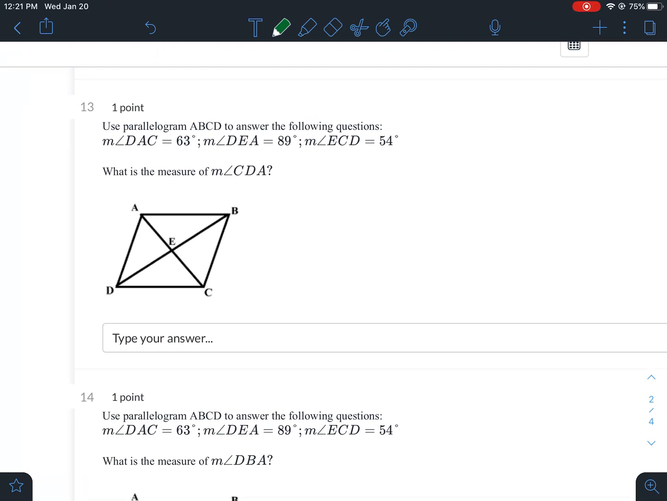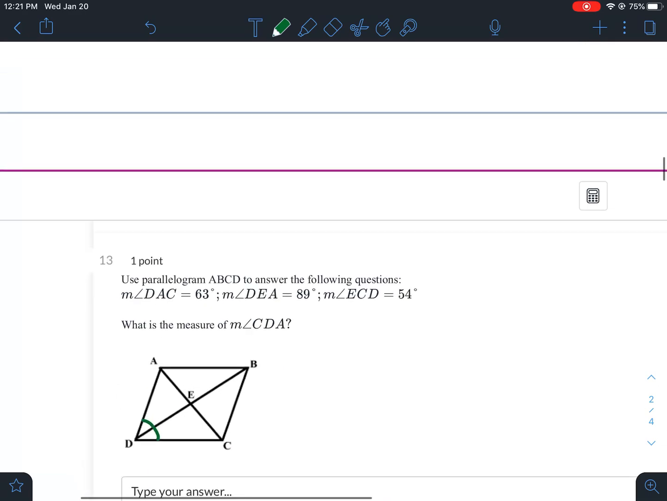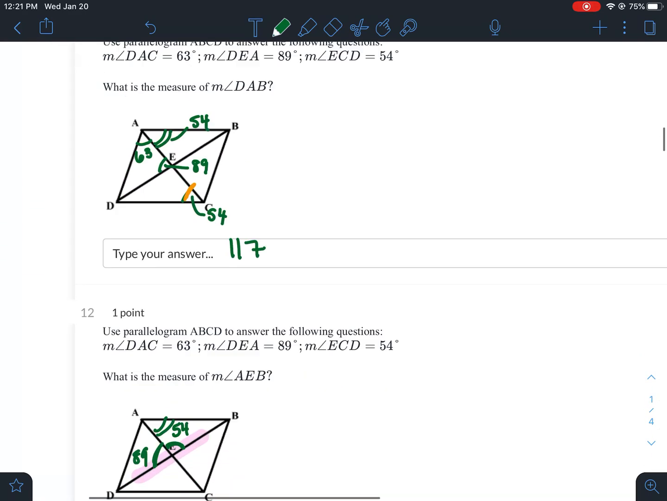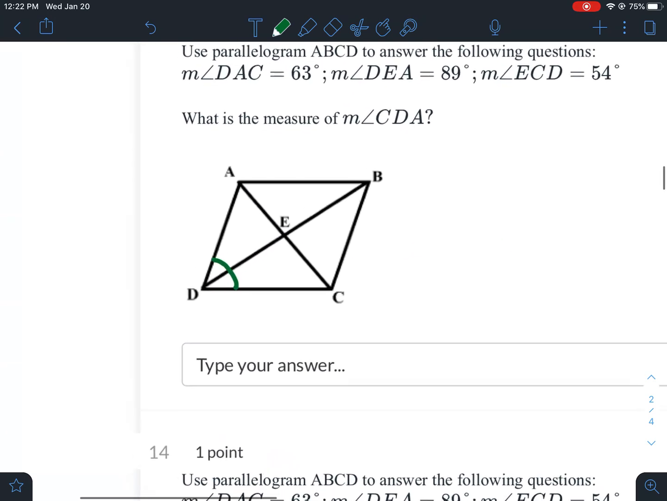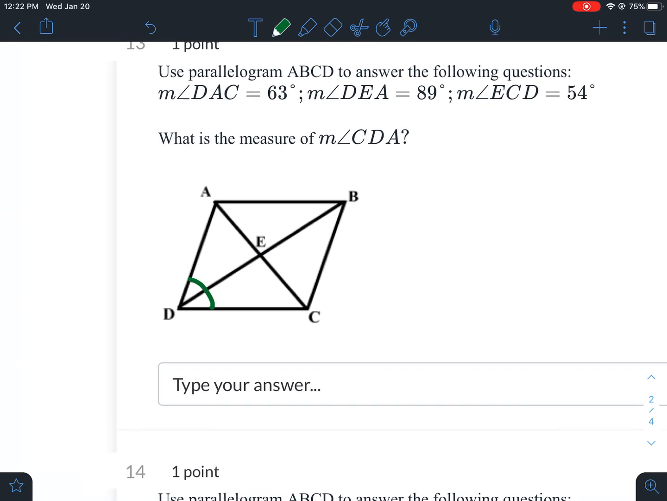Once again, same parallelogram. This time it wants CDA, this whole angle. Just scroll back up to see what we know here. Alrighty. So we know this angle is 63, and we know this angle was 89. So what we can do is go ahead and find, oh, actually, we also know this one was 54. Okay, so knowing that, here's our triangle.